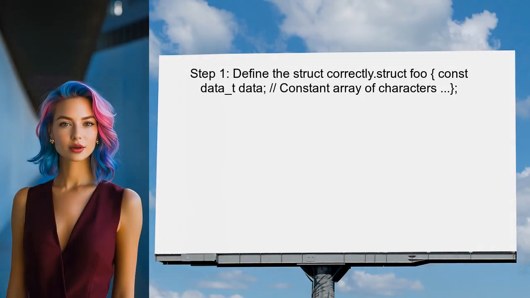To initialize a constant array inside a struct, the user should first ensure that the struct is defined correctly. The user can define the struct with a constant array type, but they need to be careful about how they initialize it.